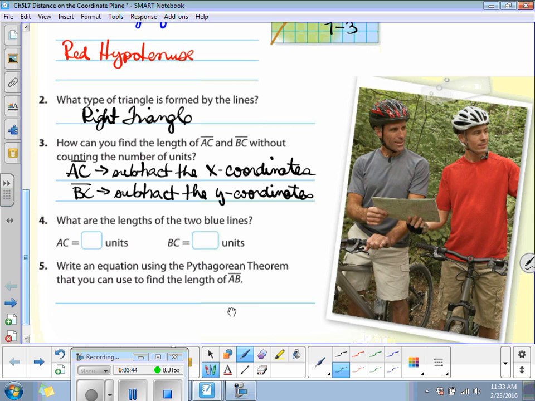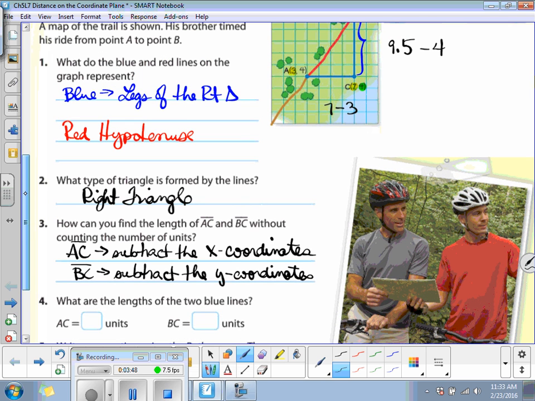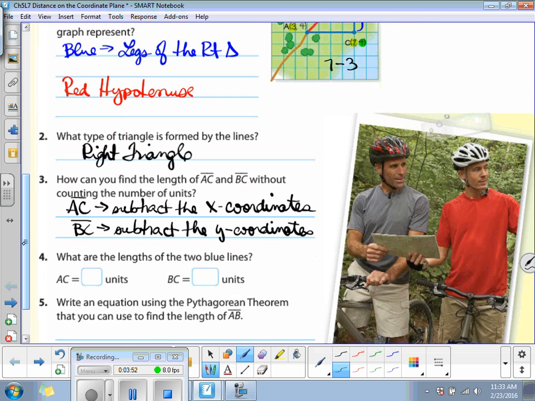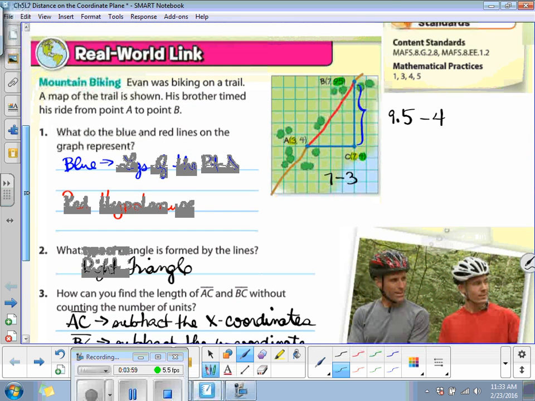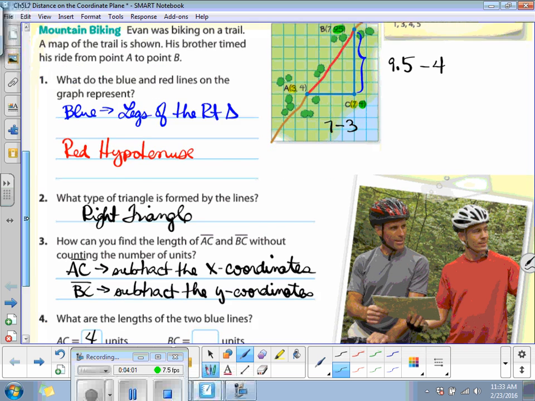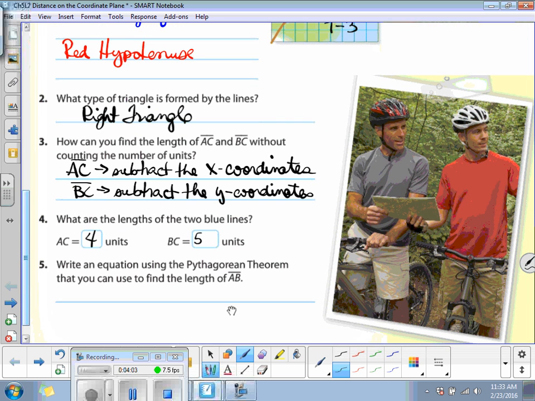Now, what are the lengths of the 2 blue lines? So line AC, when we subtracted 7 minus 3, we got 4 units. And for BC, when we subtract 9.5 minus 4, we get 5.5. Very good. 5.5 units.